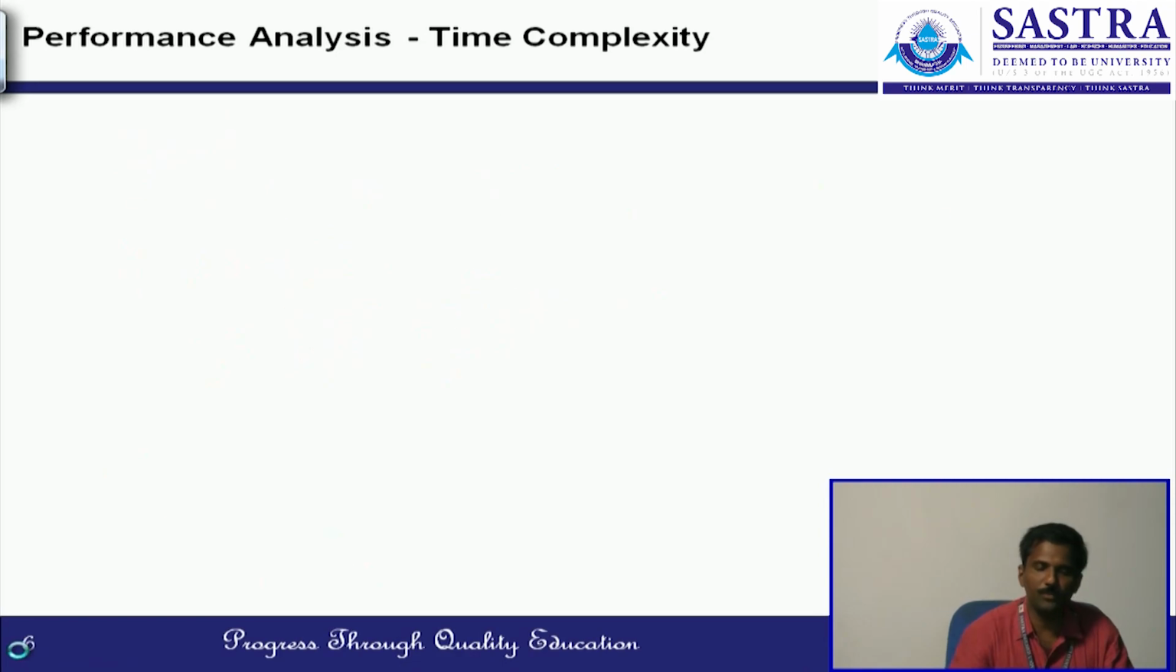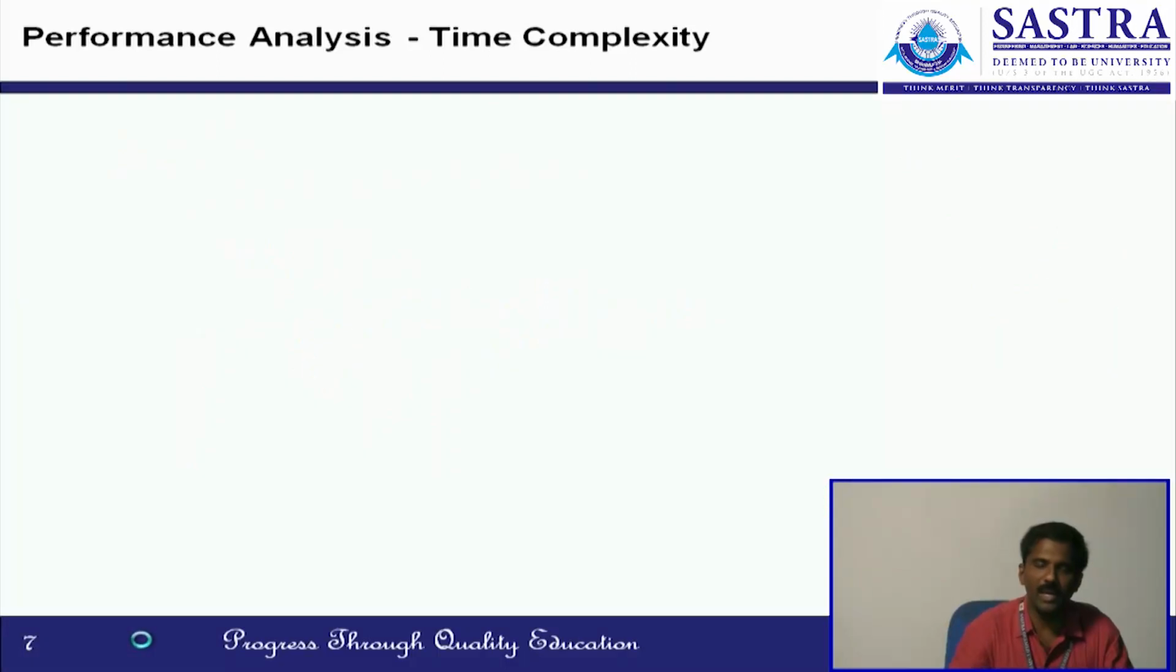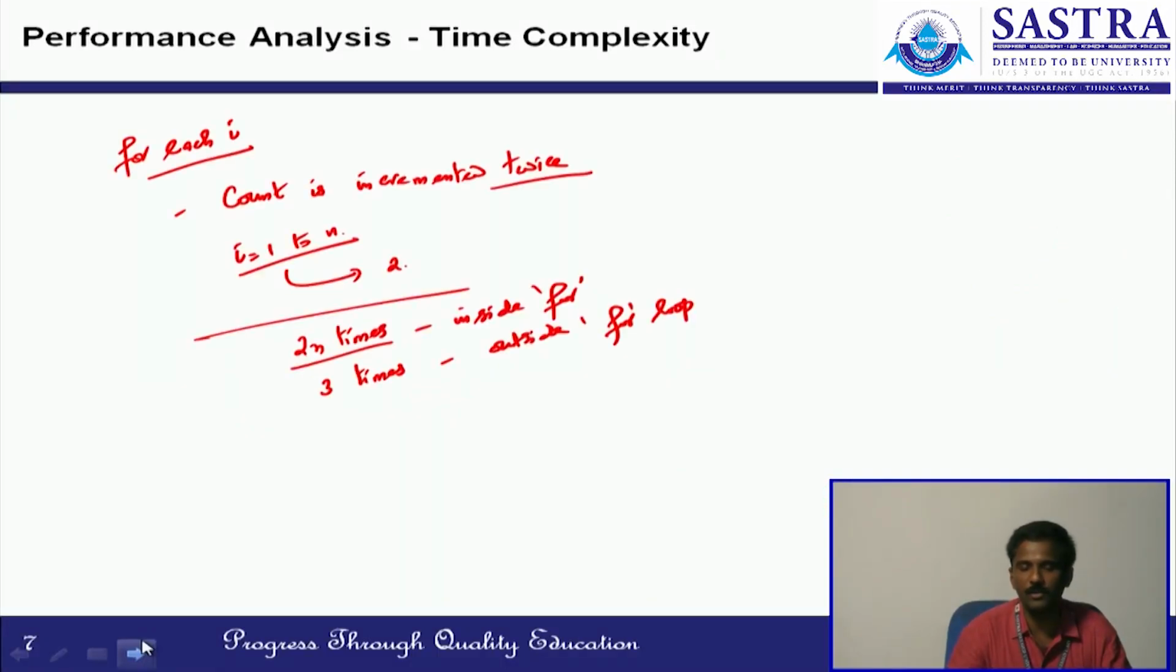How 3 times? S is equal to 0, count is equal to count plus 1, one time. After the for, count is equal to count plus 1. Before return is count is equal to count plus 1. So, thrice a count is incremented outside the for loop. So, adding all these, we will have 2n plus 3 times.